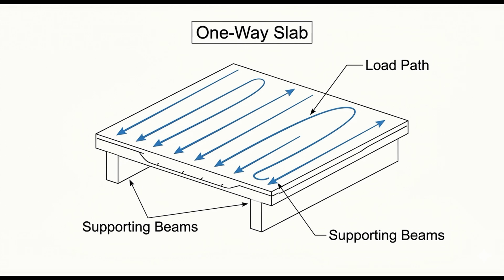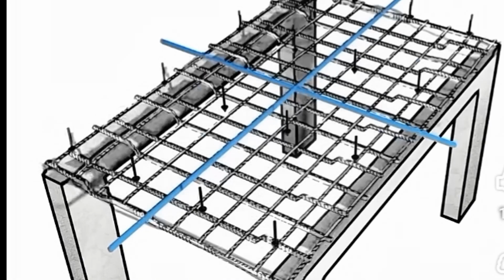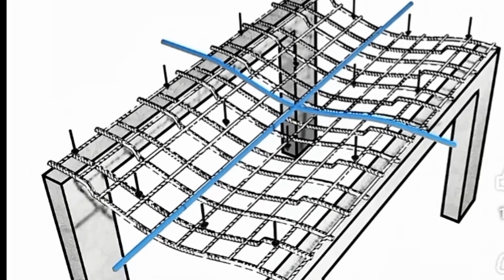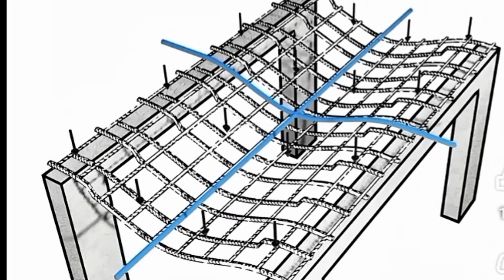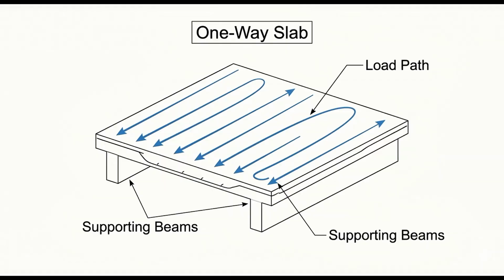This happens when the ratio of the slab's longer side to its shorter side is 2 or more. So, if your slab's length is at least double its width, you're likely dealing with a one-way slab. We'll get into how to confirm this in a sec, but that's the fundamental idea. The load has a clear preferred path downwards.